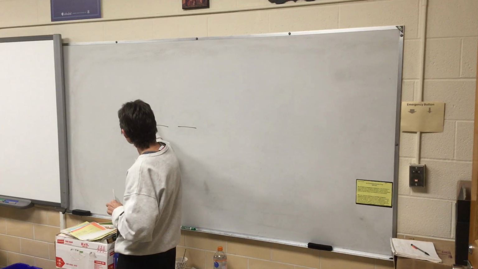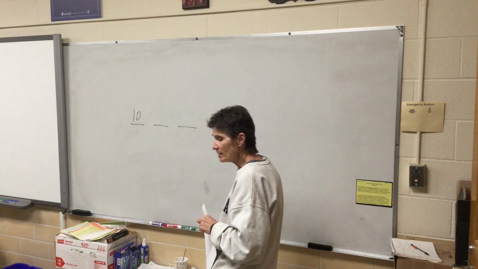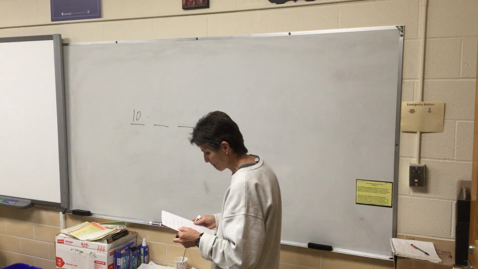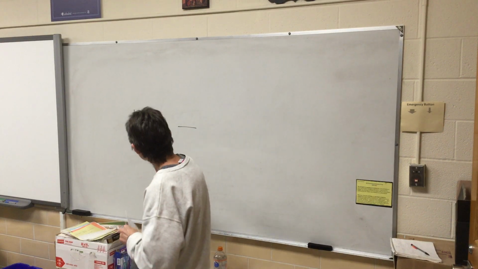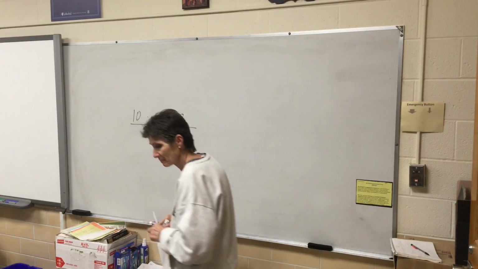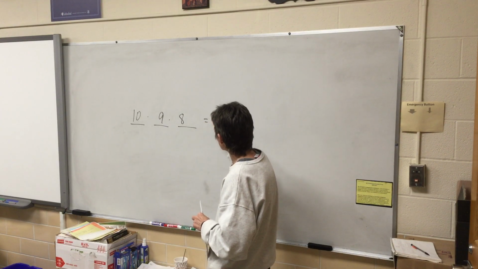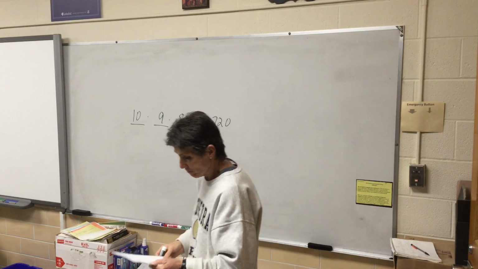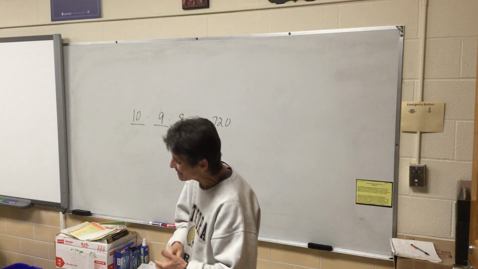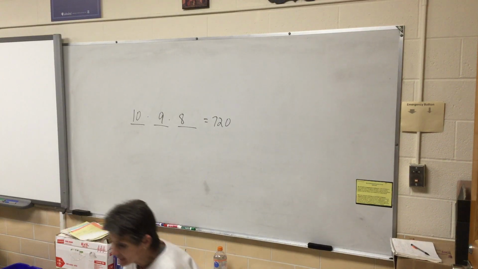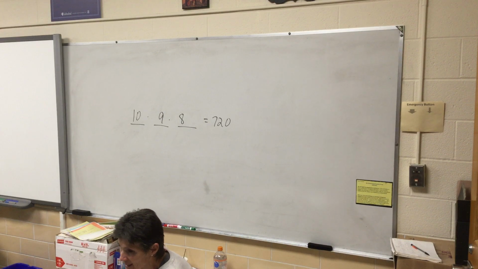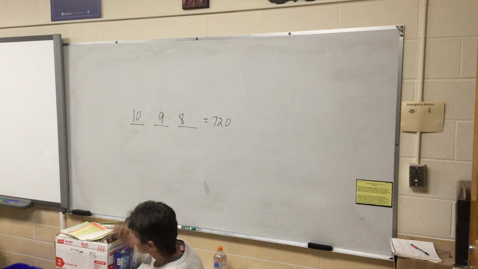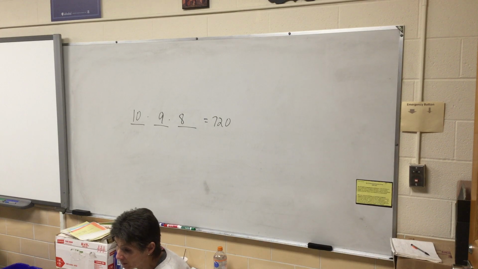10. I have 10 choices for first prize. And then, how many choices will I have for second place? 9. And then, for third place? So the answer is 720. For this problem, I can't just hit 10 factorial. Because 10 factorial would be used if they were all getting a prize. If I were lining them all up in a row, but I'm not, I'm only lining up 3 of them. So it's just 10 times 9 times 8, and I'll enter those individually.